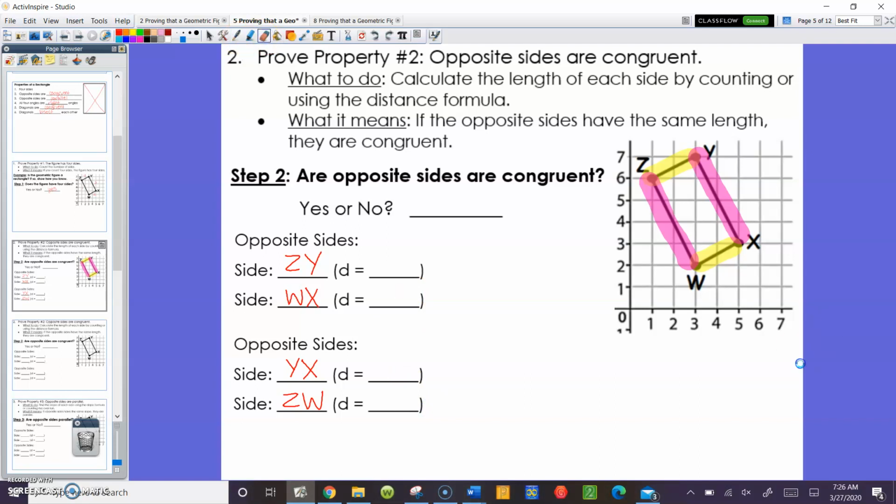The last thing that we need is the actual ordered pairs for each point or vertex. So Z is 1, 6. Y is 3, 7. X is 5, 3. And W is 3, 2. Now that we have found that, go ahead and pause your video. Take the time to find the distance of each of the line segments and press play when you are ready to see what you should have gotten for the length of each line segment.